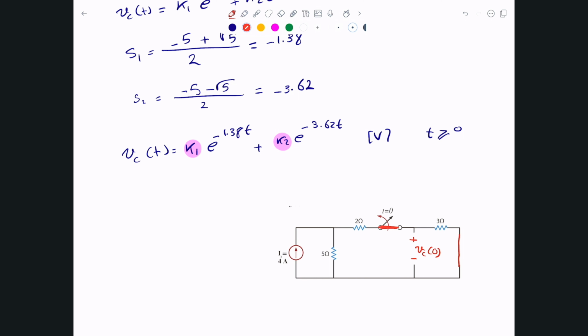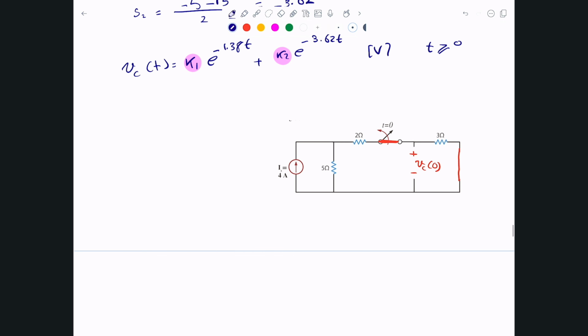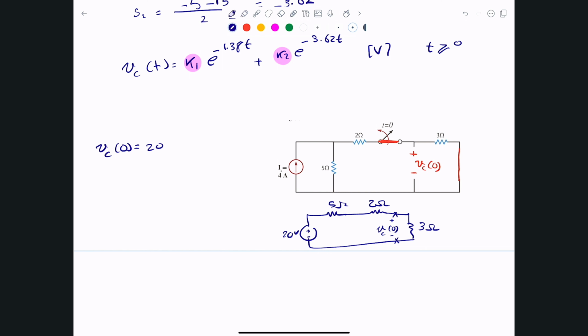All right, so we can compute that now, and the way we can do that is we can do a source transformation on this, for example, and then apply voltage division. Source transformation gives plus minus 4 times 5, which is 20 volts, with 5 ohms, then 2 ohms, and then 3 ohms. The voltage we're interested in is between here and here, plus minus VC of 0. It's the same voltage across that 3 ohms. So VC of 0 is just 20 times 3 divided by 5 plus 2 plus 3, and that should be equal to 6 volts.